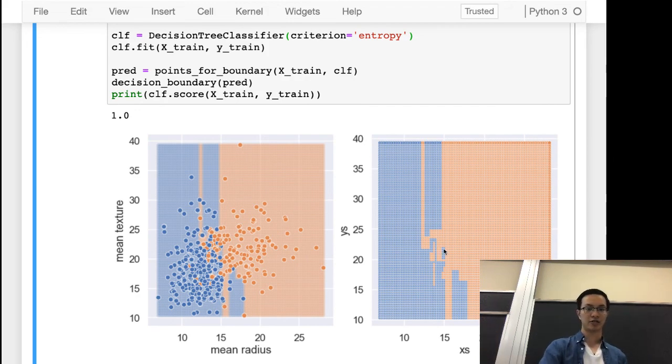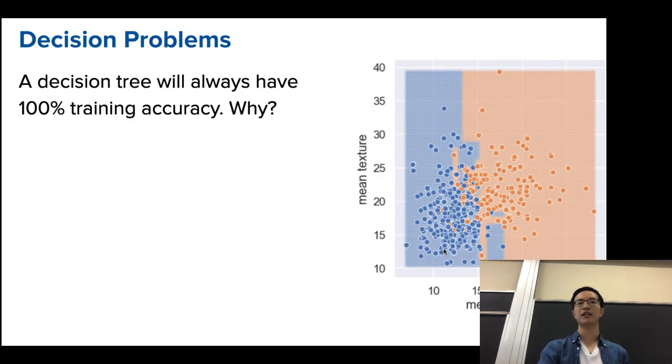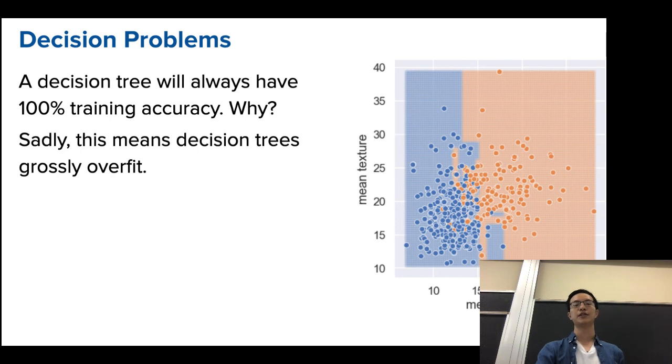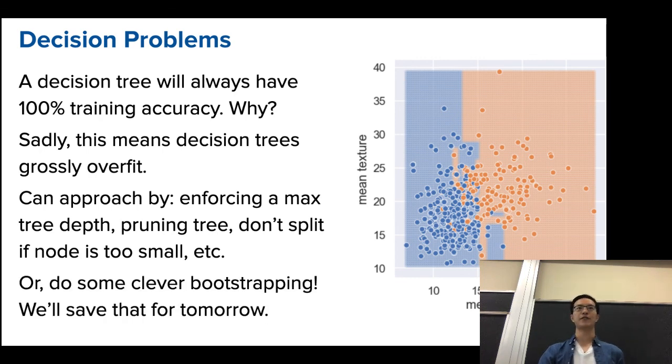Okay, so what we notice here is some problems with the decision tree. First of all, a decision tree, when you grow it out all the way, will always have 100% training accuracy, but it also means that we'll almost always overfit the data. There are many ways of approaching this overfitting, but there is a very clever way of approaching the overfitting via bootstrapping, and we'll save that for tomorrow.